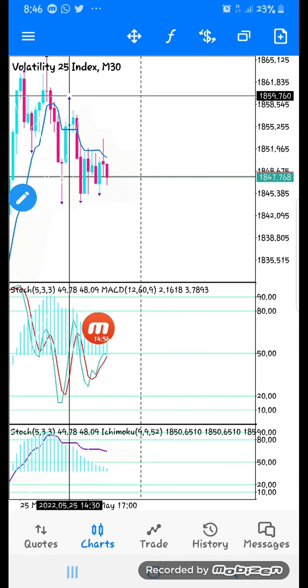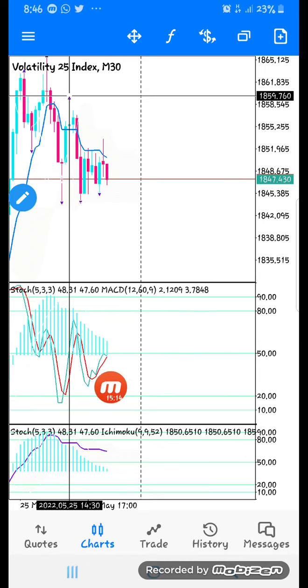Because I'm expecting this MACD now to transcend. I'm expecting this MACD to change direction from pointing up to pointing down, and as soon as it changes direction, and the indicator window one confirms it, I'll place a sell. That's a sign for me to take a sell trade.